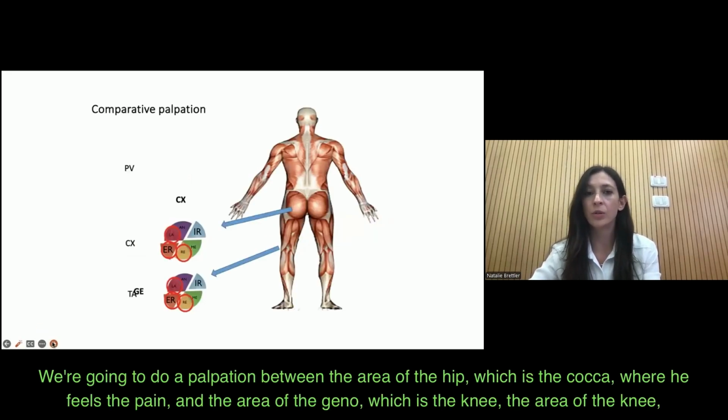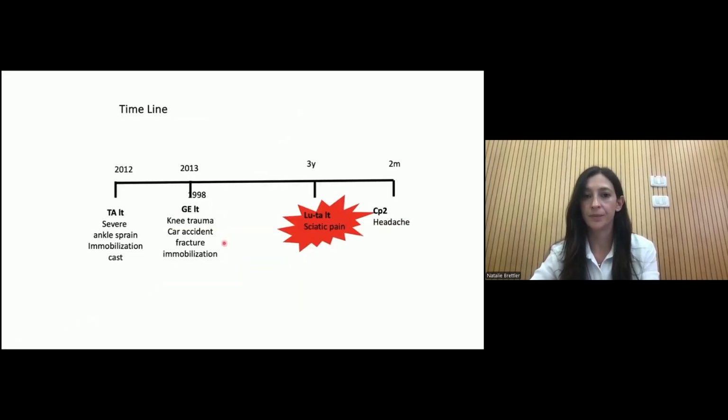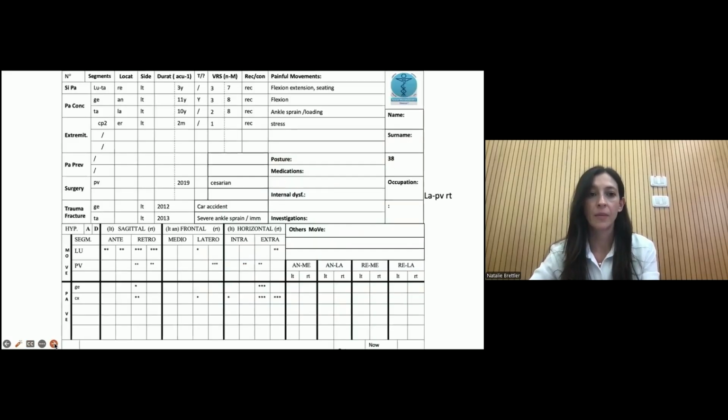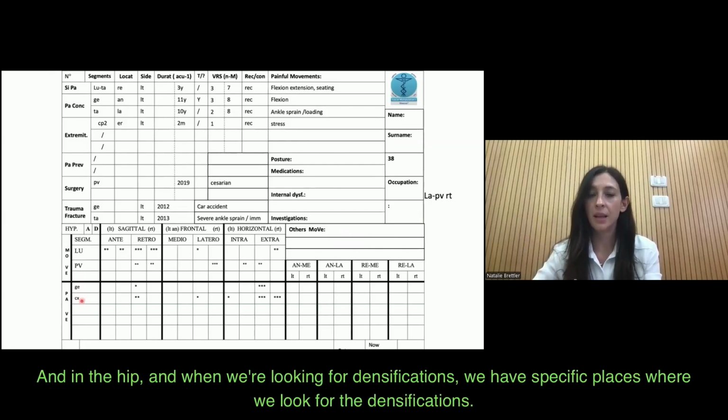So where are we starting? We're going to do a palpation between the area of the hip, which is the coxa, where he feels the pain, and the area of the geno, which is the knee, because of the previous history here. Okay, geno is actually the knee. So we are looking for the movement, and then we are doing palpation of densifications in the area of the knee due to the old previous trauma and in the hip.